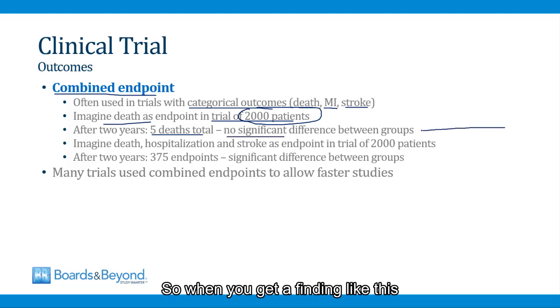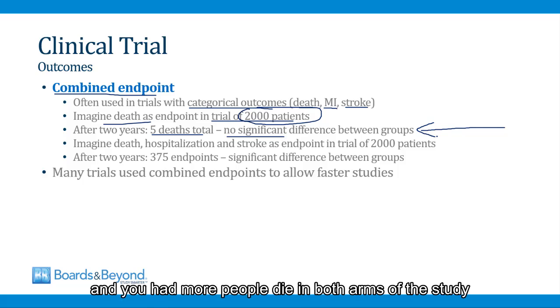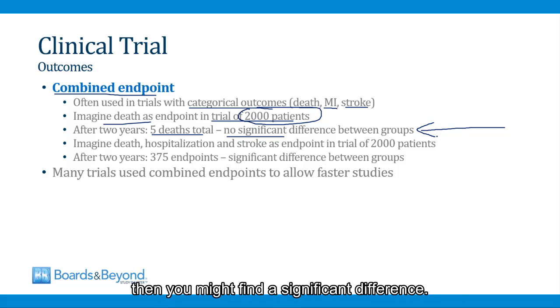So when you get a finding like this, that the difference is not significant, you won't know whether it's because your intervention doesn't work or if it's just because you didn't allow enough time to go by, and that if 8 years or 15 years went by and you had more people die in both arms of the study, then you might find a significant difference.